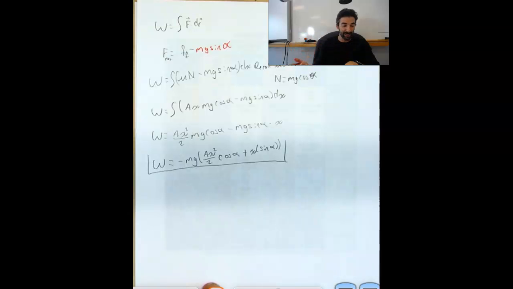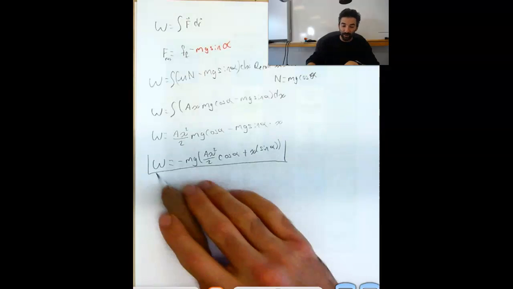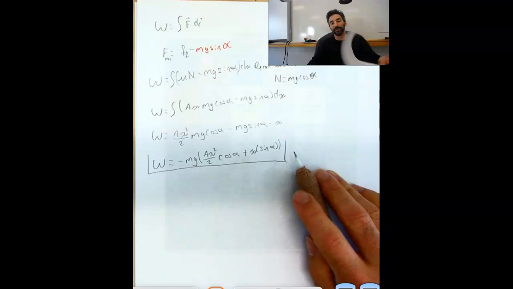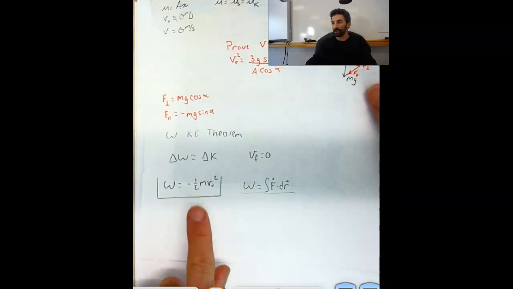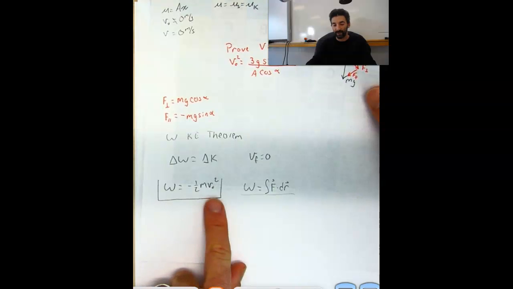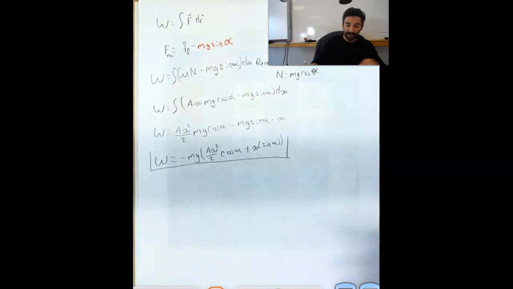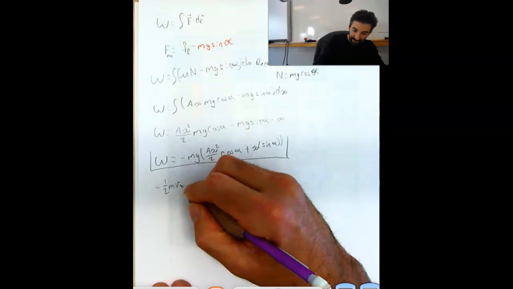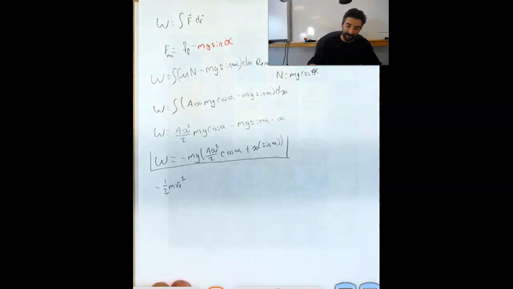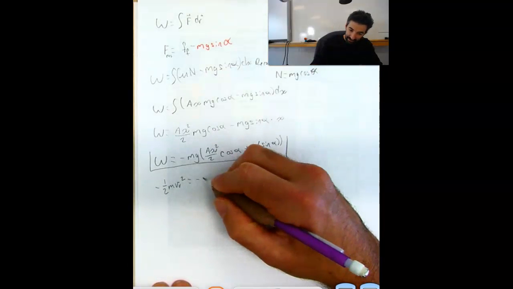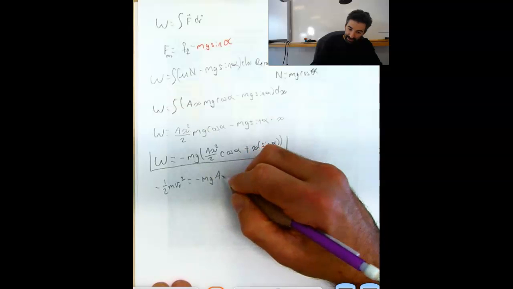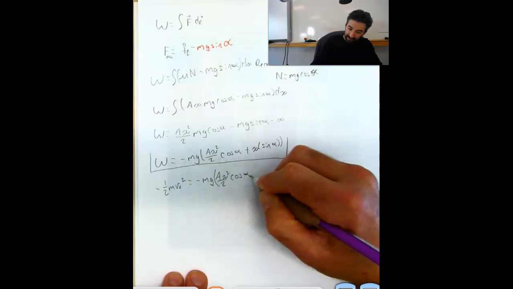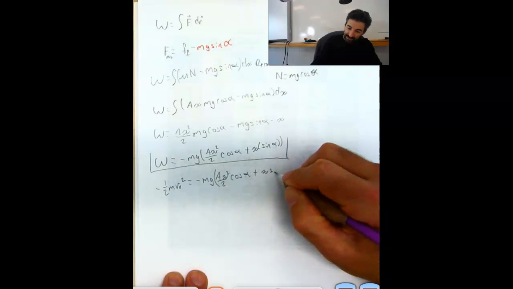Now the next part is actually the easier part, which is why I started with the hardest part. I know this whole thing, recall, is equal to negative 1/2 m v naught squared, right? So now I'm just going to say negative 1/2 m v naught squared, that's good because I'm trying to solve for v naught, is equal to this negative mg ax squared over 2 cosine alpha plus x sine alpha.